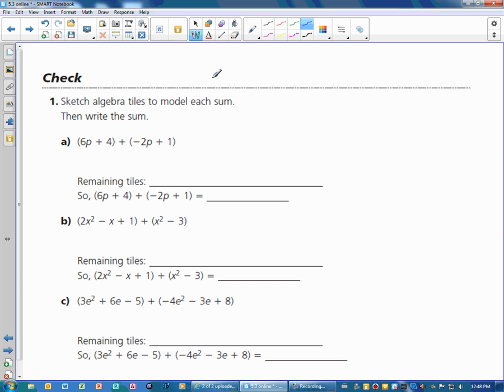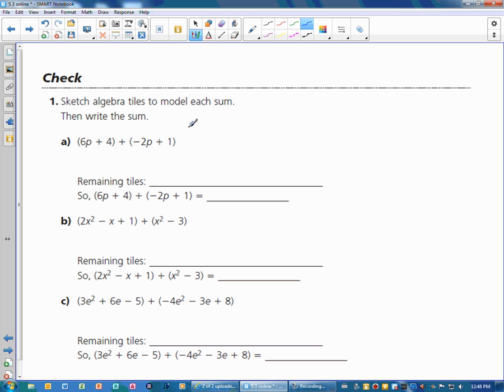All right, welcome back to the check. Sketch algebra tiles to model each sum and then write the sum. Don't take shortcuts here, because if I ask you to sketch algebra tiles on a test and you have not been practicing, you might find that difficult. So I'm going to try to draw them smaller than I normally do because I've got lots to fit in.